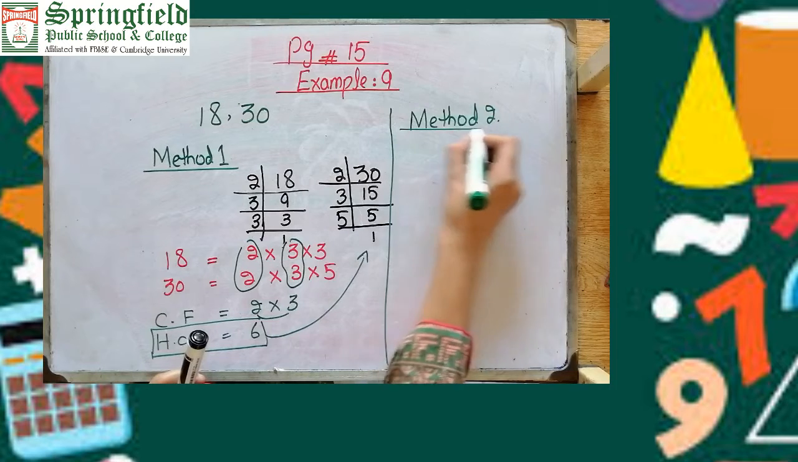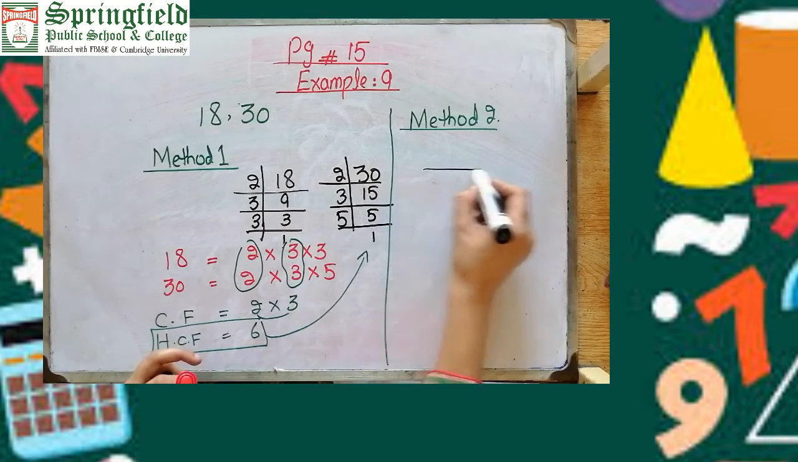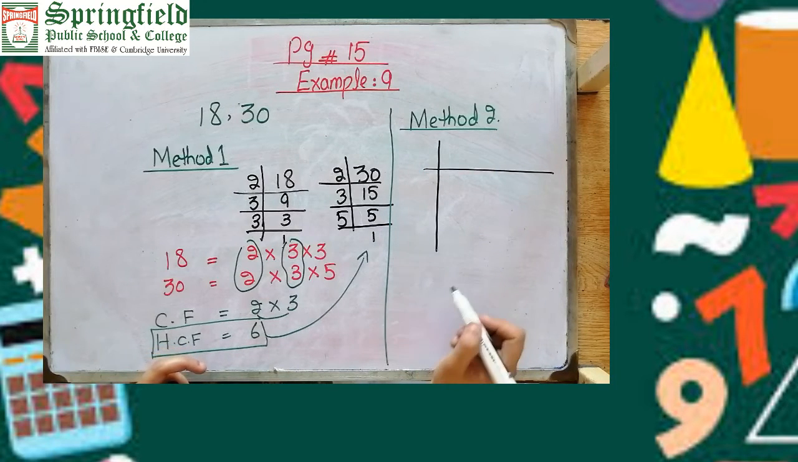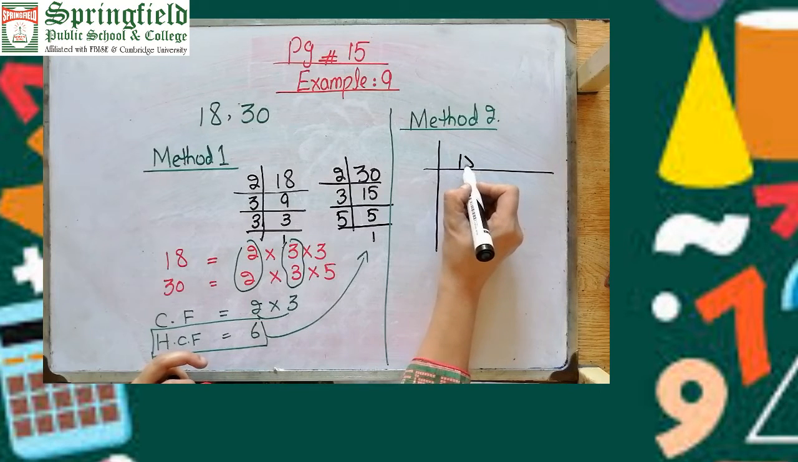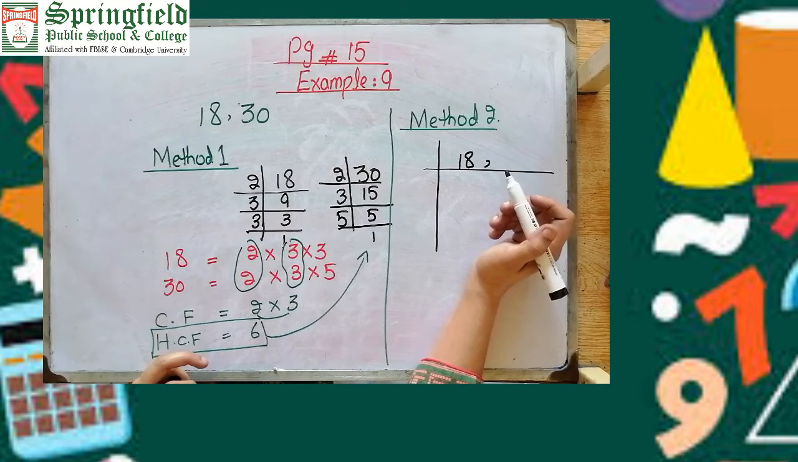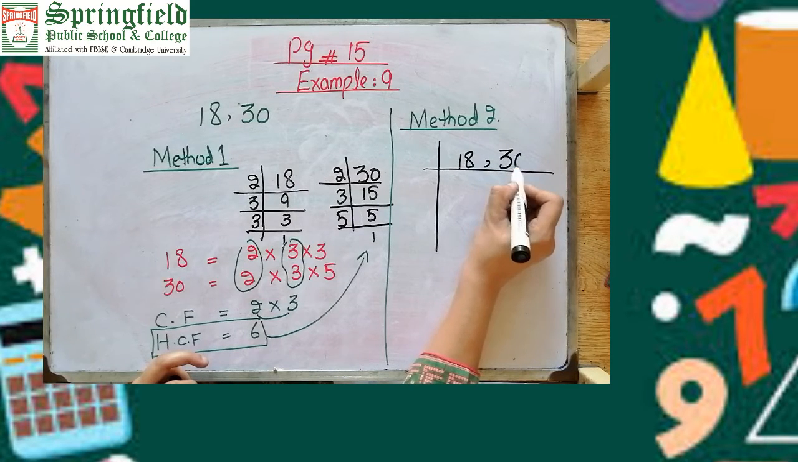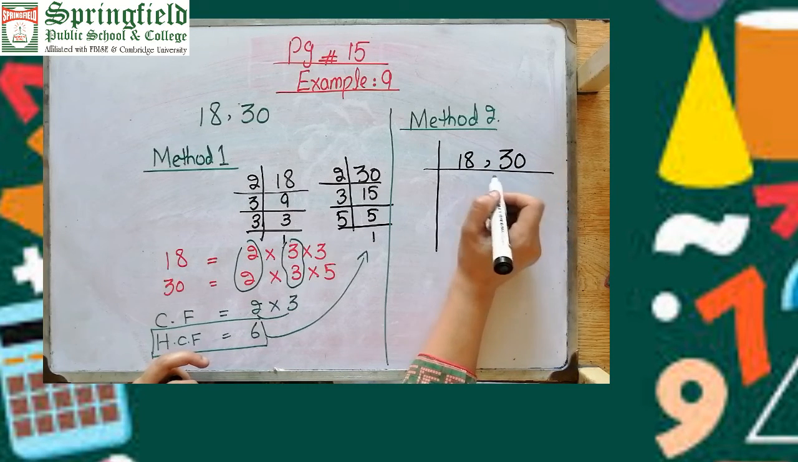Method number 2. In method number 2, we will find the factors of 18 and 30 by combined prime factorization. Combined prime factorization means we will find the factors of all the numbers at the same time. So, 18 and 30. Keep in mind, beta, we will use the table in which both the numbers can be divided.